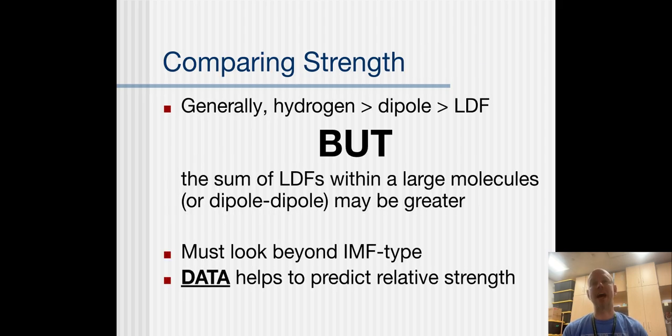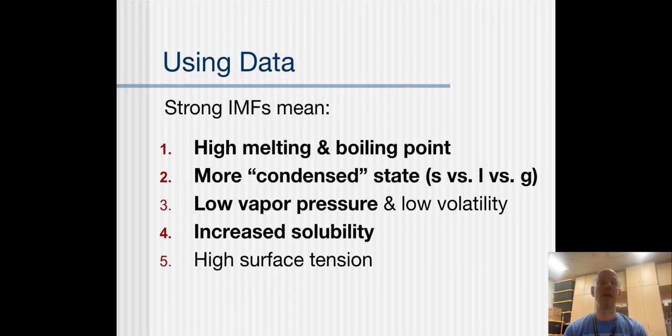We can recognize that hydrogen bonds are special and strong. Dipole-dipole attractions are significant and can be very strong. And LDFs by themselves are temporary and weak. But if we have enough electrons, those LDFs can add up and be stronger and be more significant. And that's where data comes in to help us.